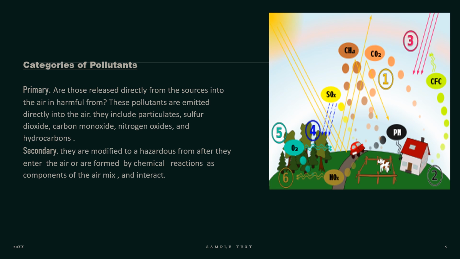So as you can see in the picture on the side, it is a thematic drawing of the cause and effect of air pollution. Number one is the greenhouse effect. Number two is particulate contamination. Number three is increased UV radiation. Number four is acid rain. Number five is increased ground level ozone concentrations. And number six is increased levels of nitrogen oxide.